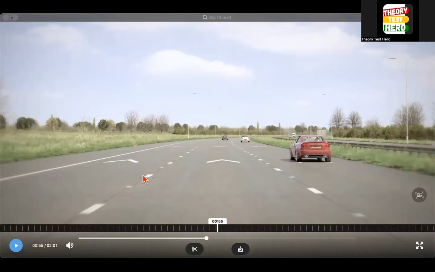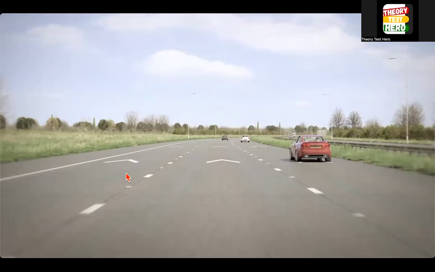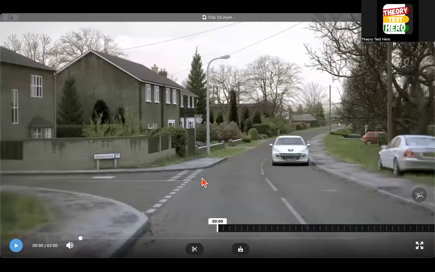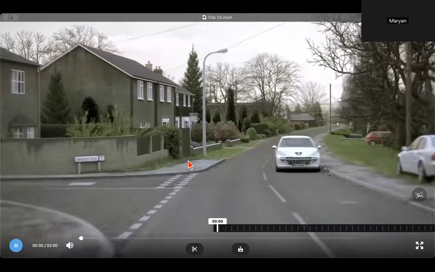And with this hazard perception, don't rely on trying to memorize what the clip is. It's more about remembering the technique. So the technique of how to press and what to look out for, and then you can apply that to any clip that you get on your test.